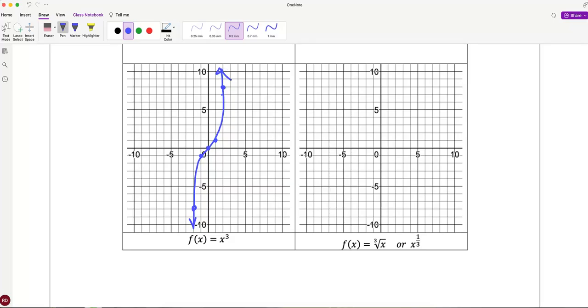The cube root of 0 is 0. Cube root of 1 is 1. Cube root of 8 is 2. Cube root of -1 is -1, cube root of -8 is -2. So it's very similar to x cubed, but x cubed is more of a vertical, and this guy is more of a horizontal. Okay.